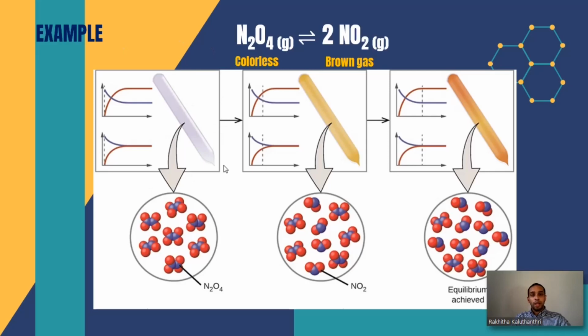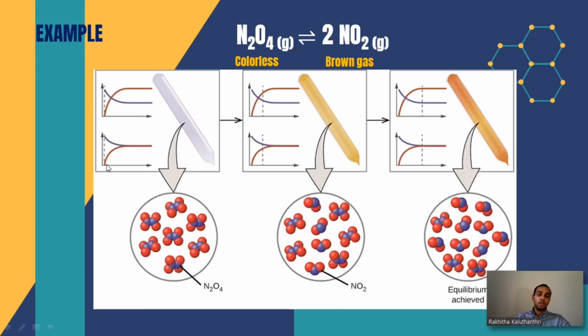As that happens, more and more NO2 is produced, so NO2 concentration goes up. Initially NO2 concentration is 0, so the rate at which the backward reaction happens, which is NO2 getting converted into N2O4, is significantly low. Initially the rate of the backward reaction is 0 because you don't have any NO2 produced to begin with.